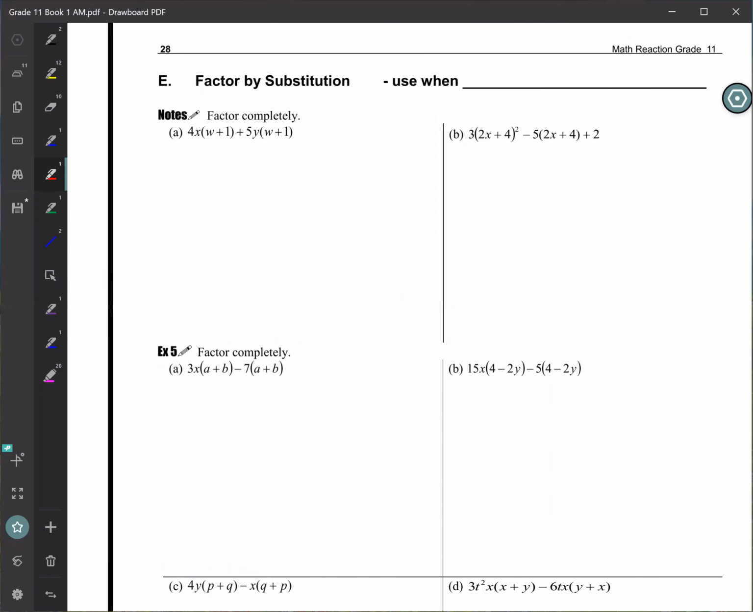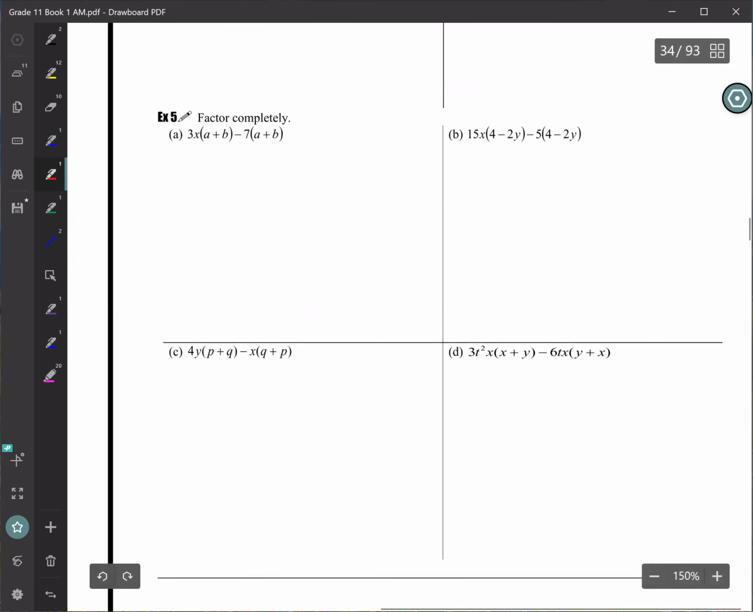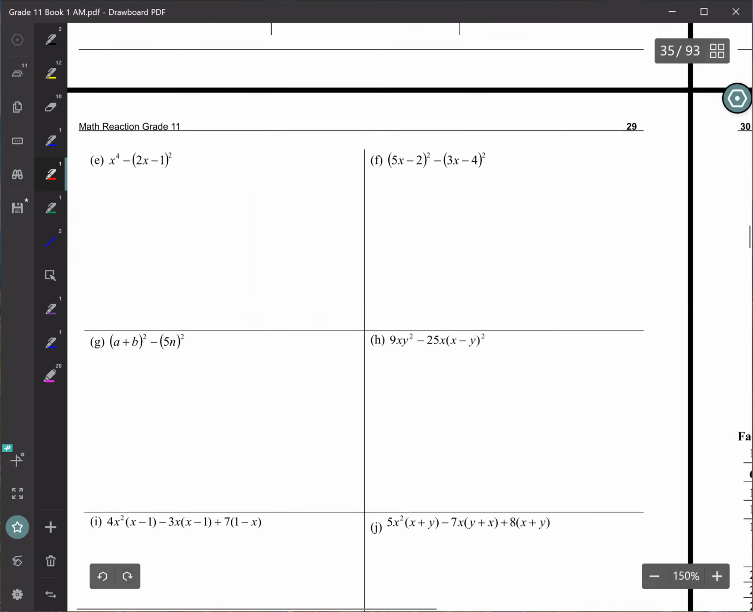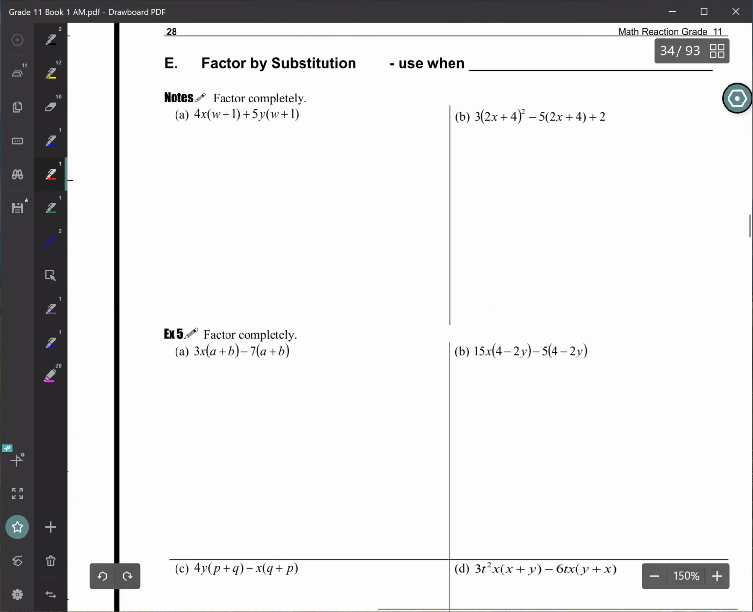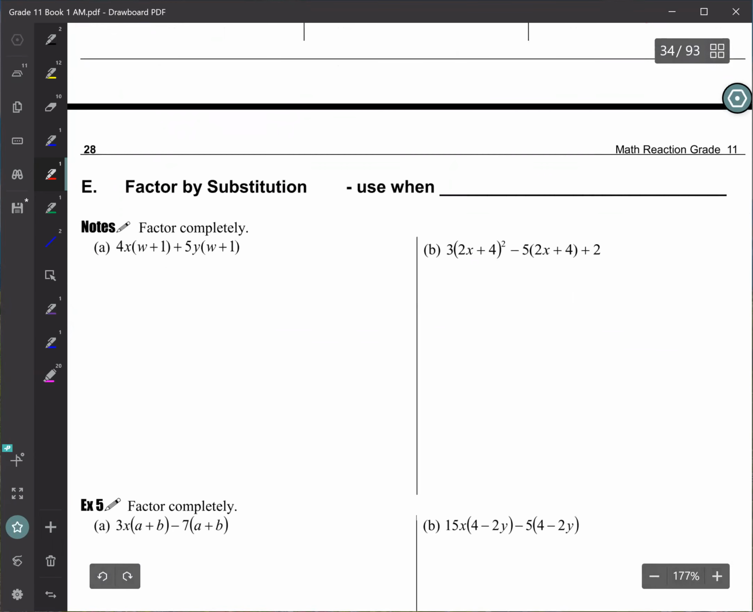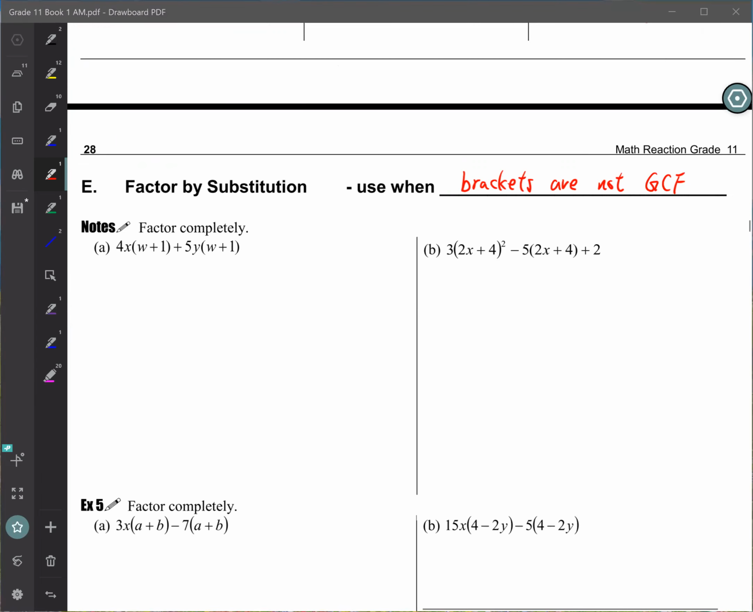Substitution, you will use this way if the brackets, you'll see a lot of brackets, right? If you scroll through the pages, all these questions have brackets, okay? So you will use the substitution when the brackets are not GCF. Okay, you can write this down first. You will need to do substitution if you see the brackets and they are not GCF.